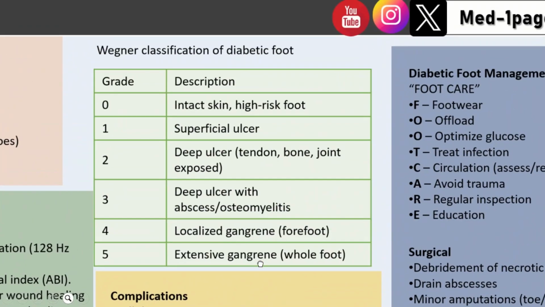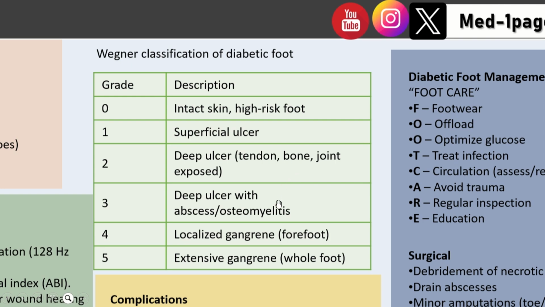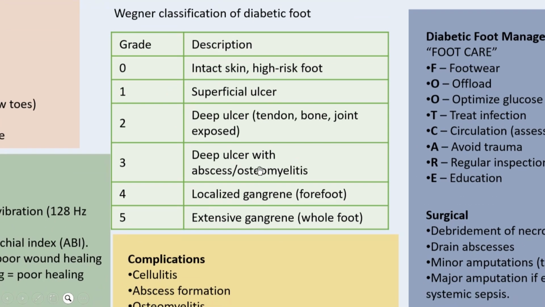So we have the Wagner classification of diabetic foot, and it grades diabetic foot from grade 0 to grade 5. Those are 6 classes. Grade 0 is when we have intact skin in a high risk foot. It is a patient who has diabetes, who has high blood sugar, but actually the skin is still intact. Maybe they just have calluses.